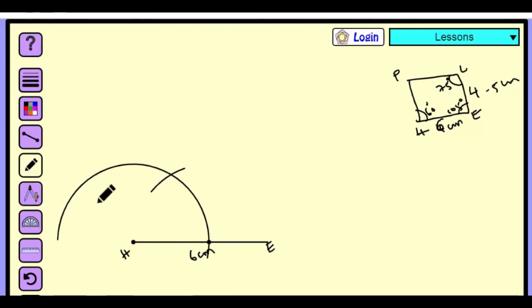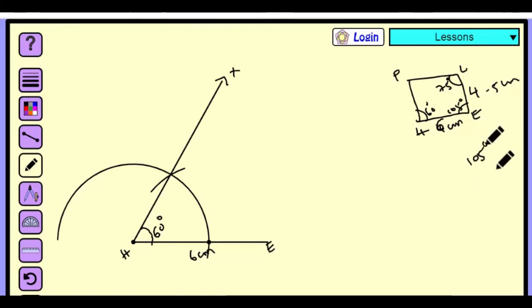Now remove the compass and draw a ray HX and label here X. Now write here angle 60 degrees. Now construct the angle E, 105 degrees.